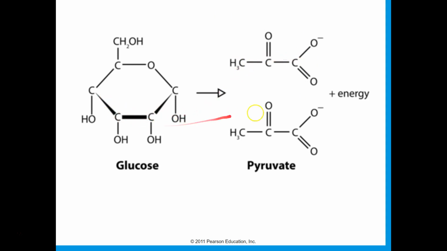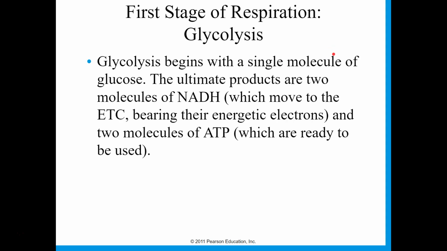And you can kind of see where maybe the carbons for this came from. You've got all these carbons here. You've got 1, 2, 3, 4, 5, 6 carbons here, and you're breaking it down into 2, 3 carbon chains. All right. So glycolysis begins, or it starts with a single molecule of glucose.